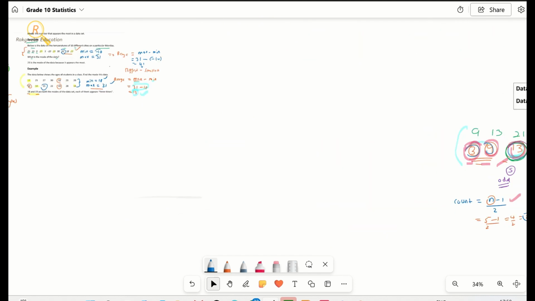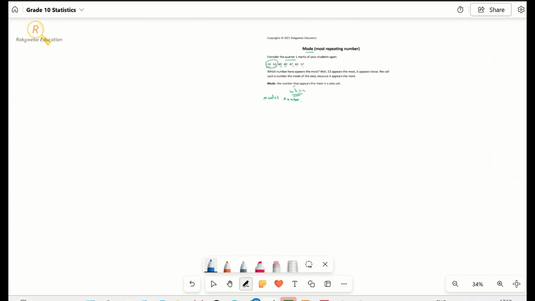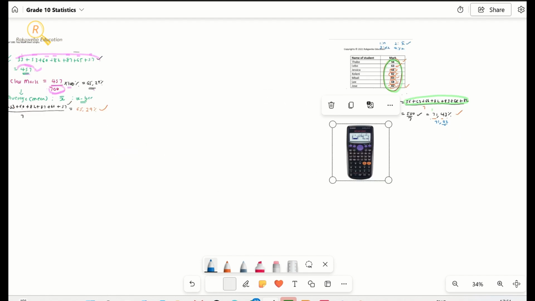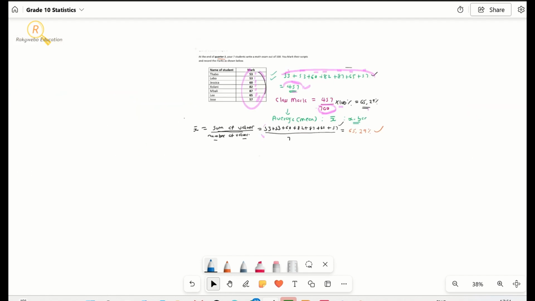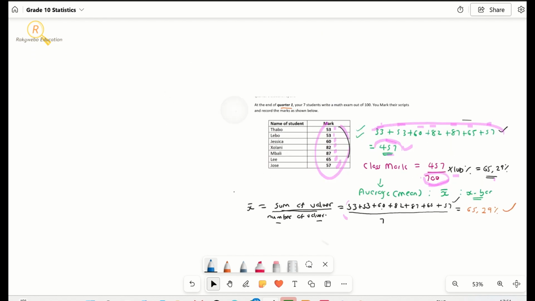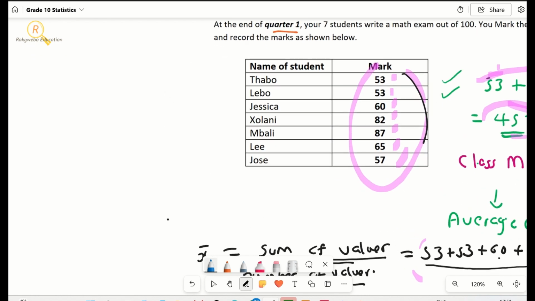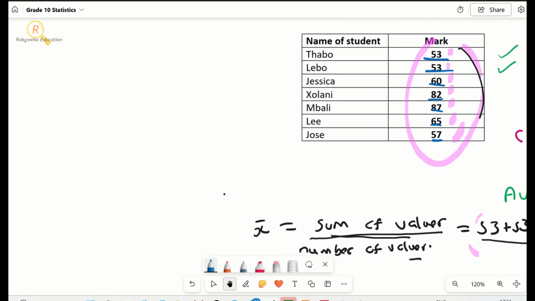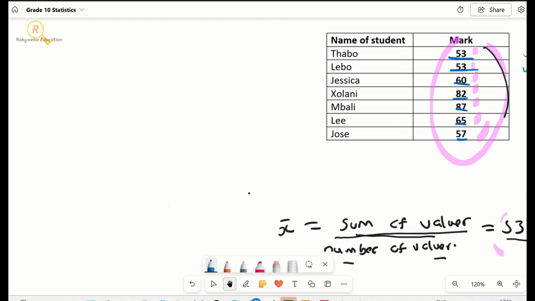Yebo. Let's just go back to our first data set and just find the median there. Is this the first one? Yes, it is. Let's look at this data set. Someone got a 53, 60, 82, 87, 65, 57. Let's look for the median. So let's first of all put this in ascending order, smallest to biggest.